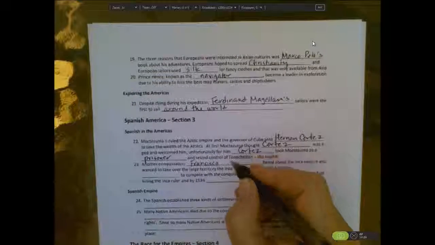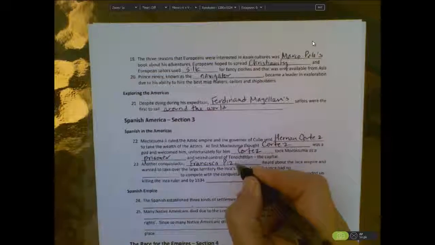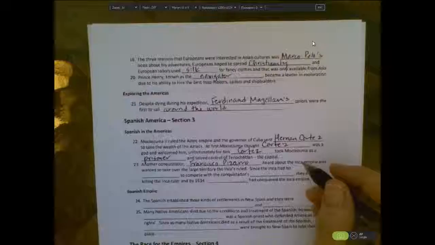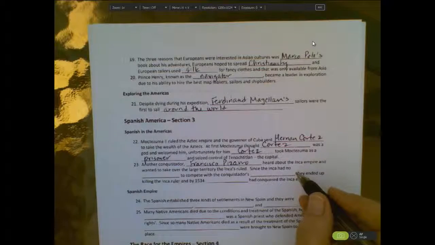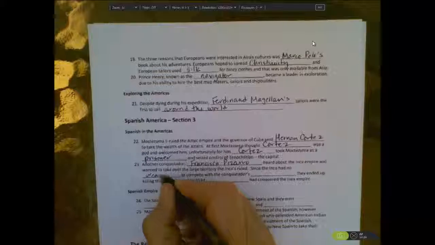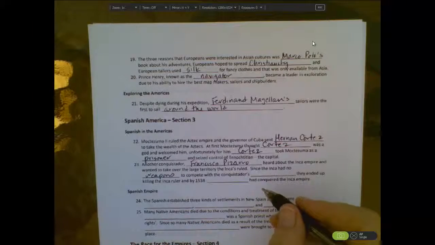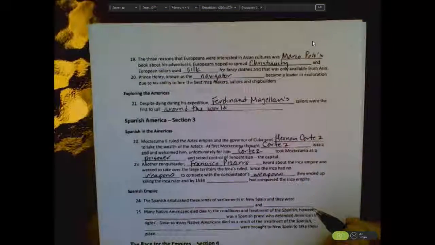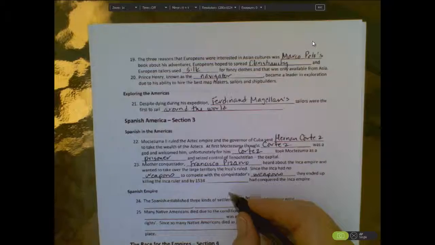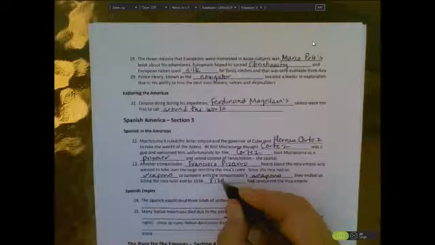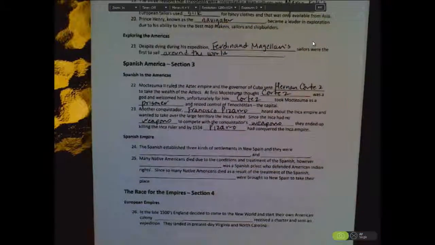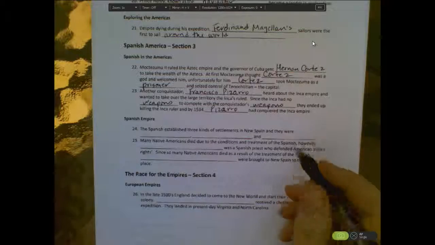Another conquistador, Francisco Pizarro, heard about the Inca Empire, and he wanted to take over their large territory that they ruled. And basically, since they had no weapons to compete with the conquistadors' weapons, they ended up killing the Inca ruler. By 1534, Pizarro had conquered the Inca Empire.